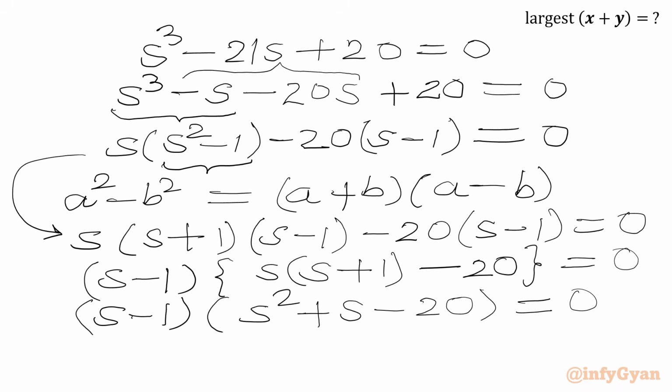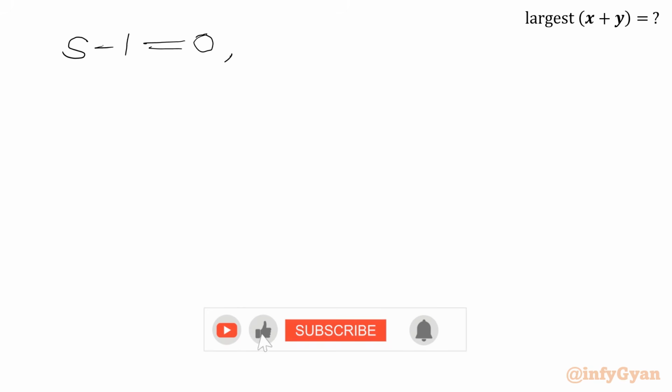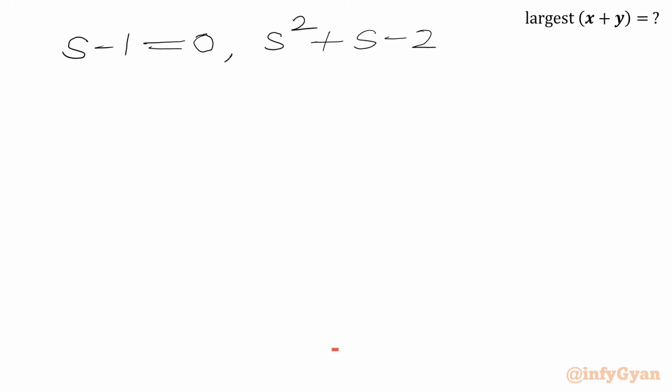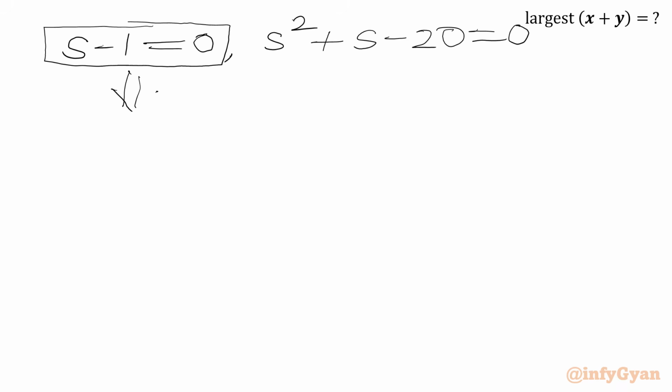Now we can apply the product 0 rule. So we can write two equations. Either S minus 1 equal to 0 or S square plus S minus 20 equal to 0. So from our first equation, we will get S equal to 1. That is our first x plus y value.